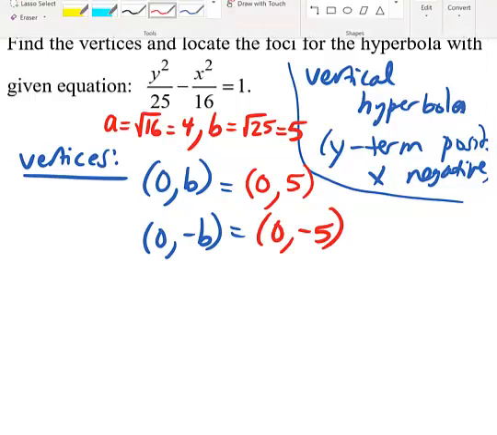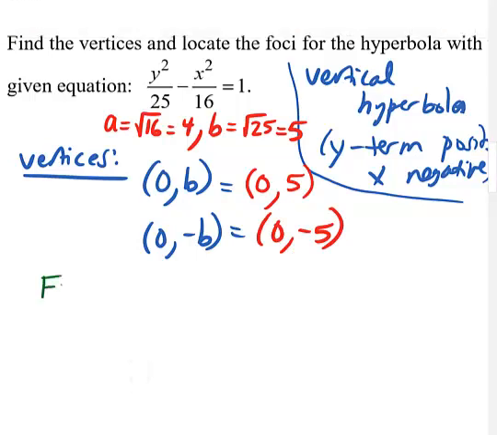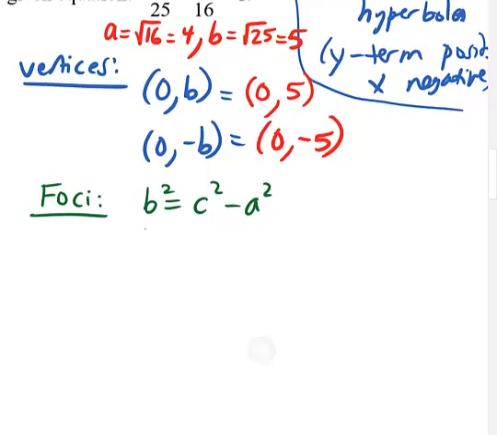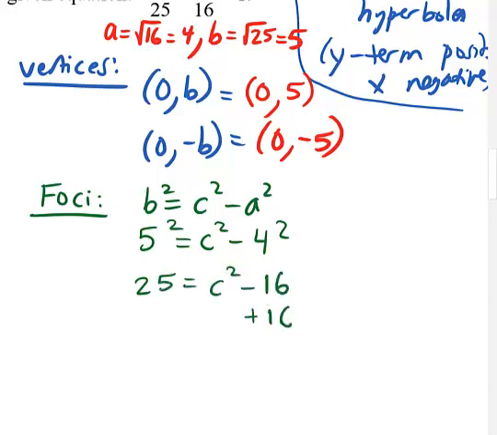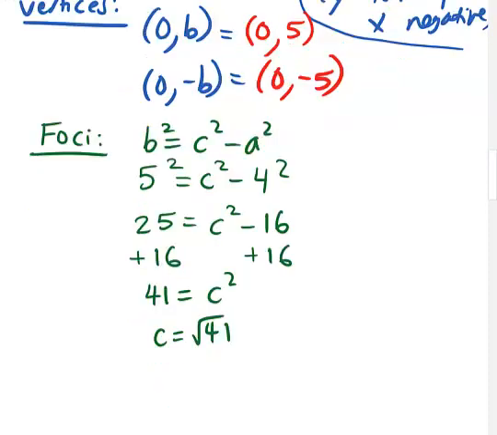And then how about the foci? The good thing is we still use the same equation to find the value of c: b squared equals c squared minus a squared. I'll fill in what I know. b is 5, c we don't know, a is 4. So 25 equals c squared minus 16. If I move that 16 over, 41 is c squared. Didn't we already see this? Whatever. So c must be the square root of 41.